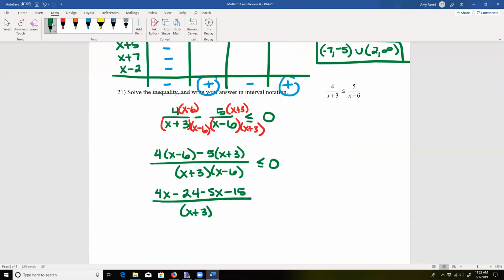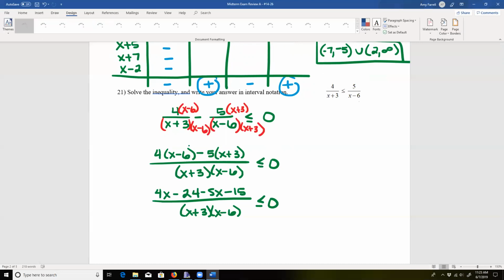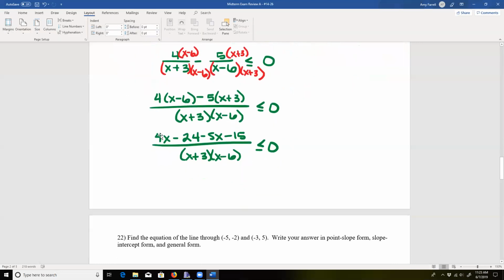I always wait to distribute because I feel like students make less errors that way. Sometimes if you distribute here and you get 5x plus 15, they forget that you're supposed to subtract the 5x and also subtract the 15. So it is minus 5x minus 15. But anyway, as long as you understand that, it doesn't matter when you distribute.